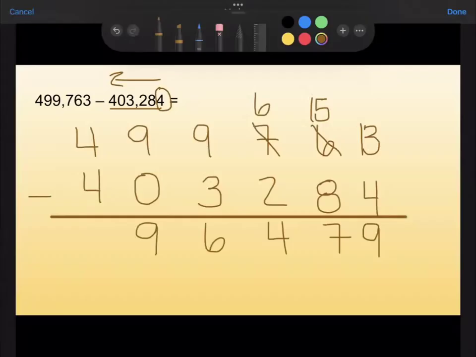And 4 minus 4 is nothing, or 0. If the 0 is the digit all the way to the left, we don't even have to put it. Our final answer would be 96,479.